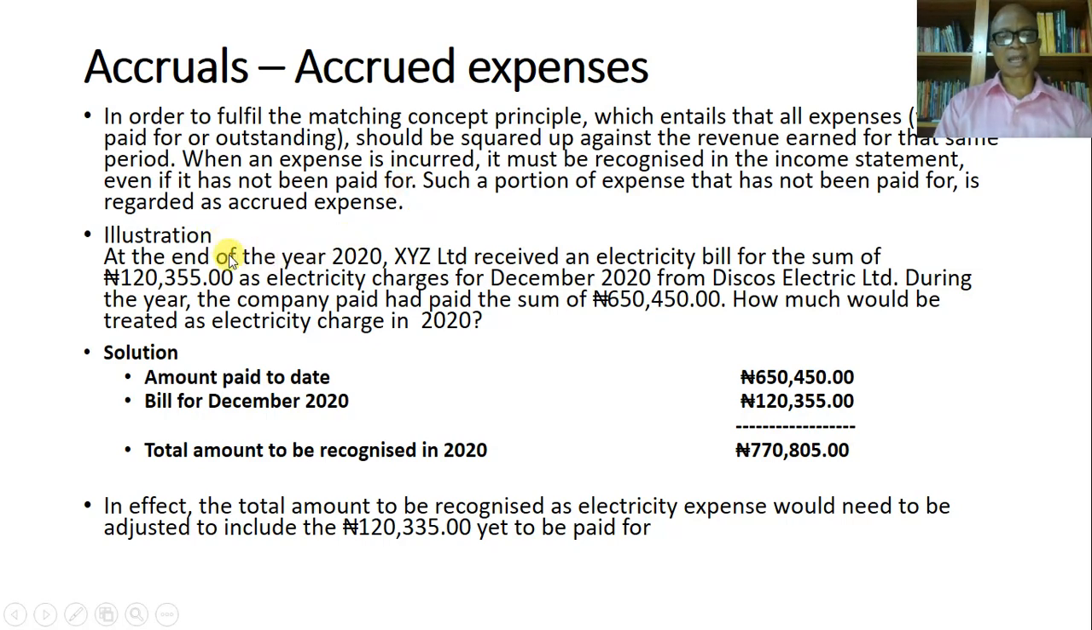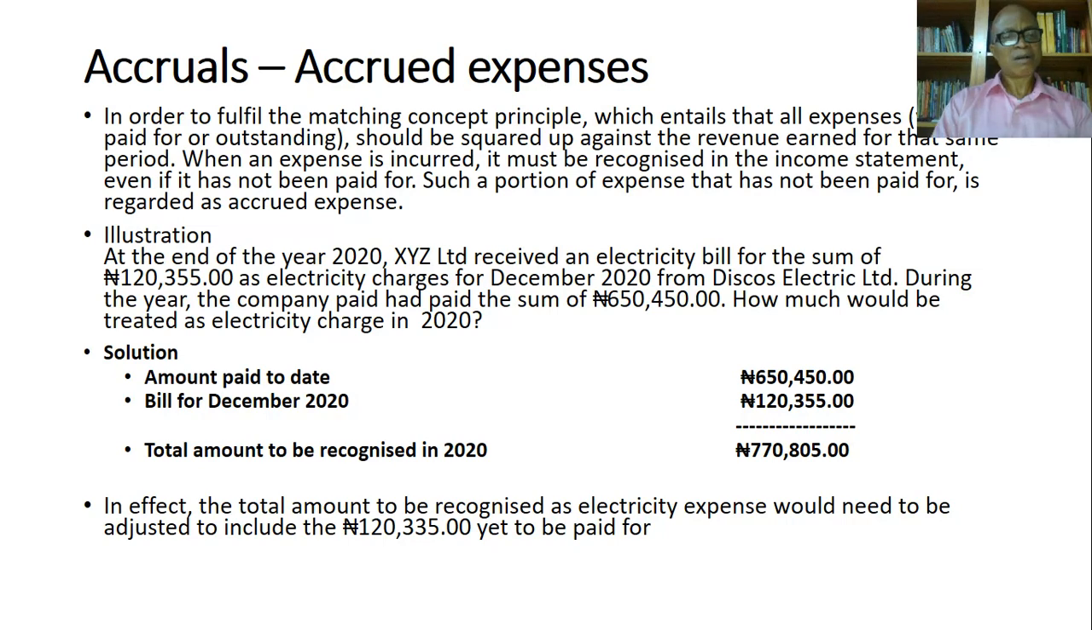Now, let's look at the following illustration. At the end of the year 2020, XYZ Limited received an electricity bill for the sum of 120,355 naira as electricity charges for December 2020 from Discos Electric Limited. During the year, the company had paid the sum of 650,450 naira. How much will be treated as electricity charge in 2020? Now, remember, this company had already paid 650,450. That was the amount recognized in the trial balance.